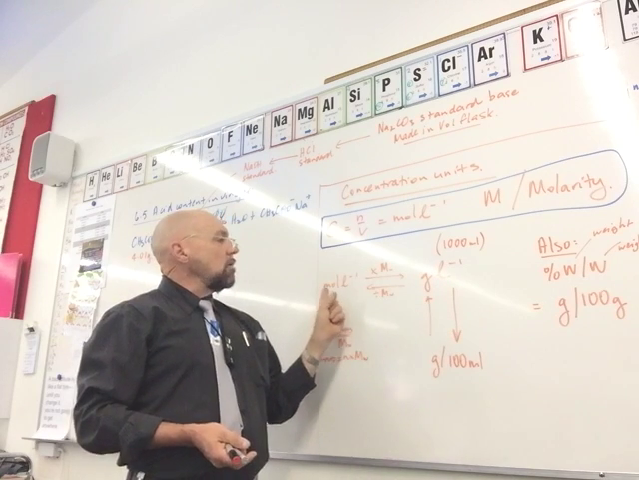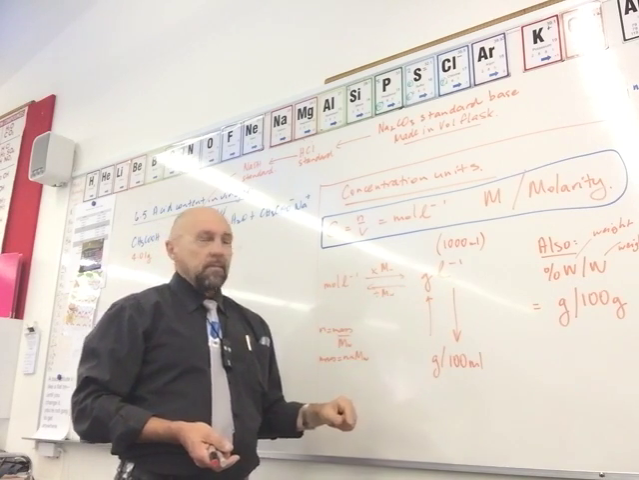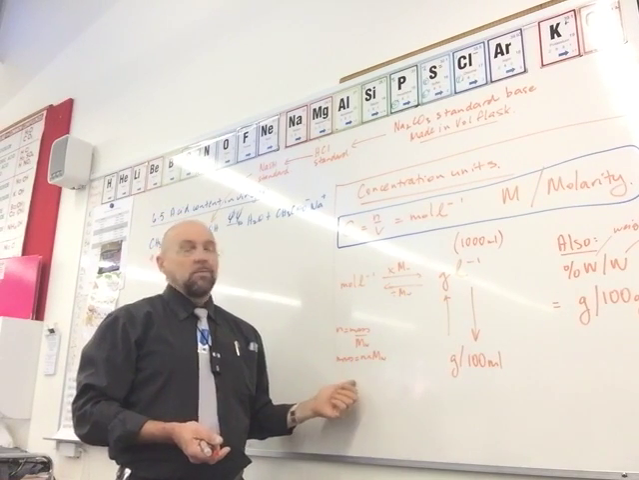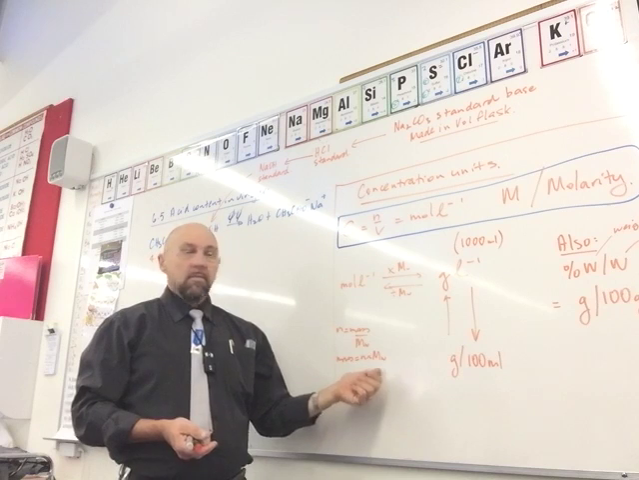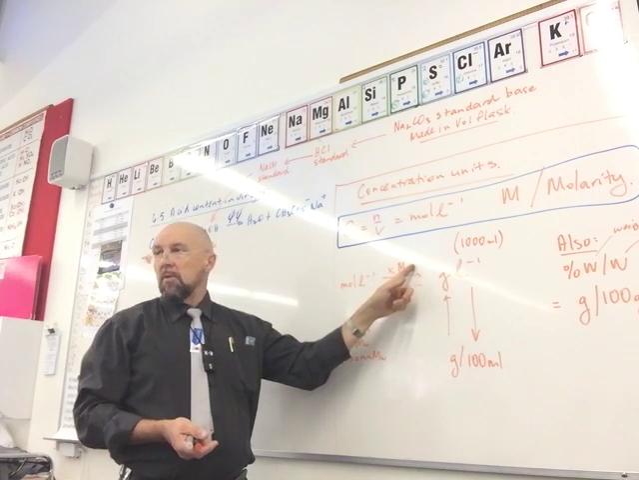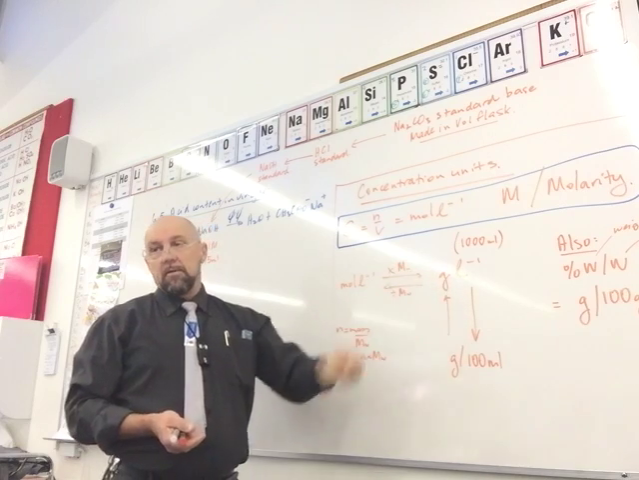I want to go from moles to grams. Here's our equation, n equals mass on molecular weight. So to work out mass, we multiply n by the molecular weight. Here's n, there's big M, molecular weight, we multiply it, and we get grams per litre.